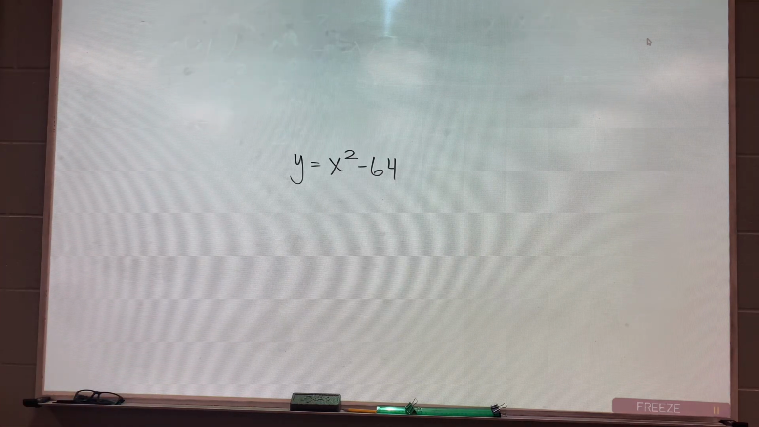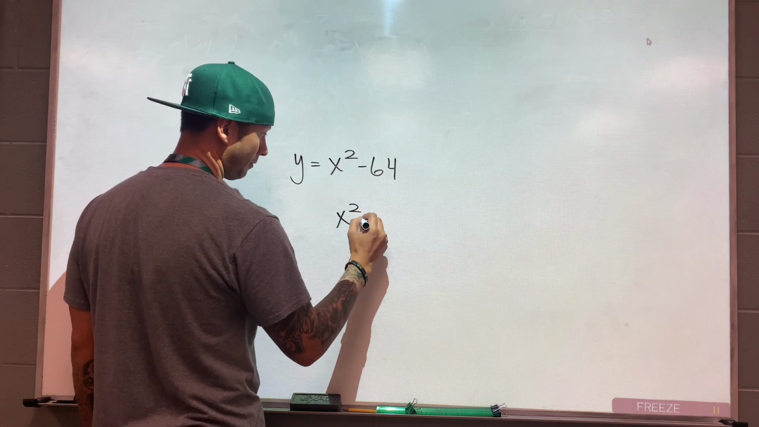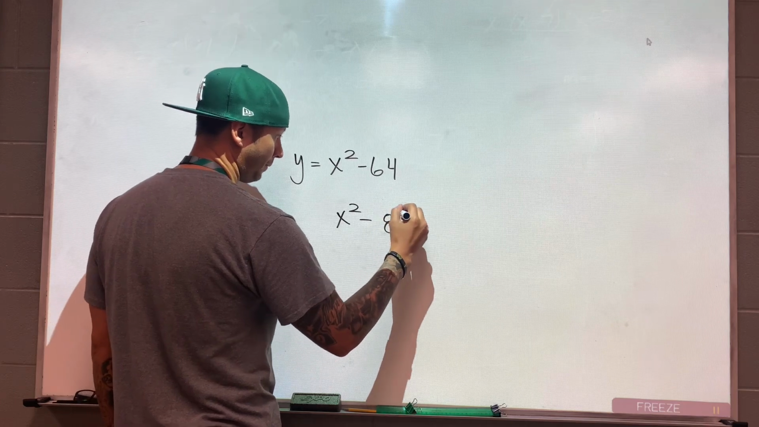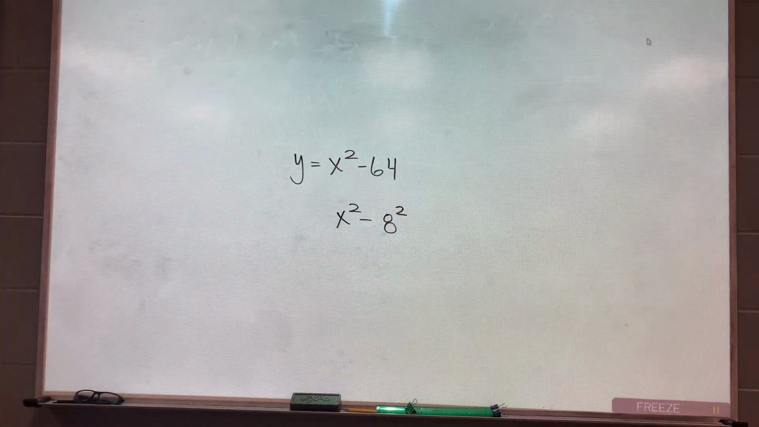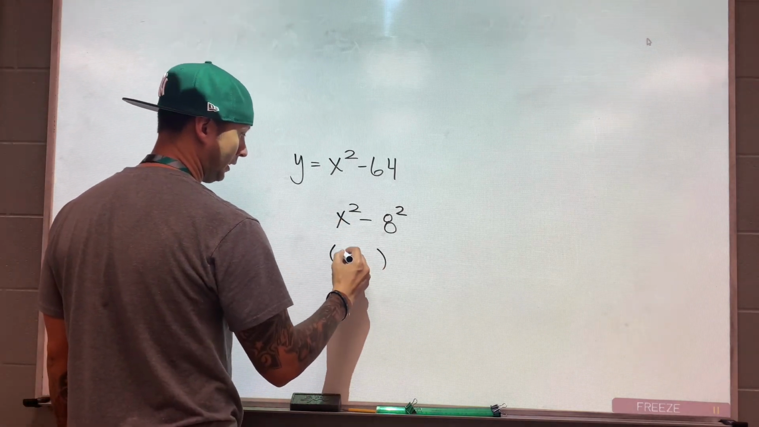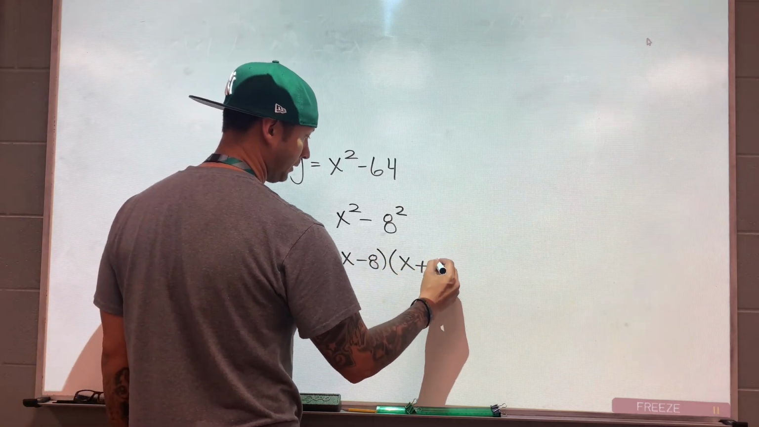All right, so I want to find the zeros of the function, basically the x-intercepts, and write it in intercept form. All these will be like this. Right away I see that this is the difference of squares. This is from my list. 64 is really 8 squared. So I can rewrite this as x minus 8, x plus 8.